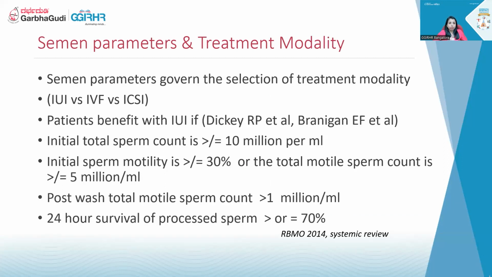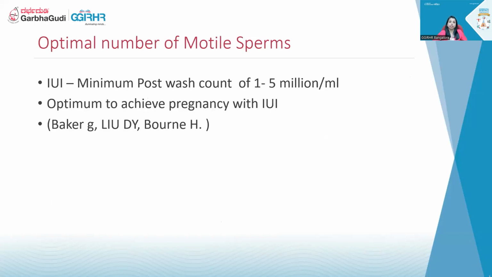So how should be the semen parameters? As I discussed, the initial total sperm count should be at least more than 10 million. And after processing, it should be more than 5 million of total motile sperm count. The post-wash minimum should be more than 1 million, that is the total motile sperm count, and ideally if it is 5 million, we can expect best success rates, and 24-hour sperm survival rate should be more than 70%. So what is the optimum number of motile sperms that should reach the fallopian tubes?